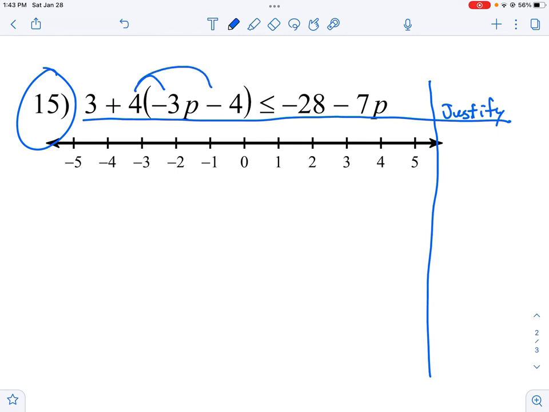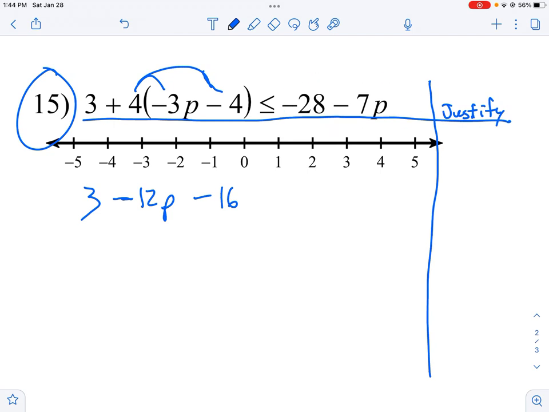So we got to do that multiplication first. And since it's parentheses, you got to distribute. So the 3 is going to stay out front. The 4 is going to times in. 4 times negative 3p is negative 12p. And 4 times negative 4 is negative 16, or subtract 16 there.